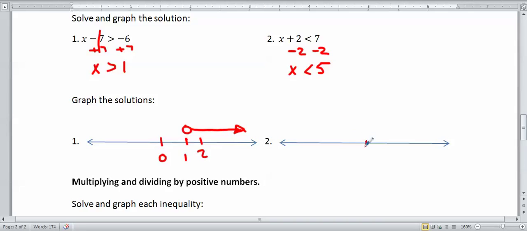So I need my two important points, 0 and 5. Since it's less than, it's going to be an open circle. Okay, so I don't want to include 5. Is 0 less than 5? Yes, it is. So I'm going to go toward my 0. Alright.